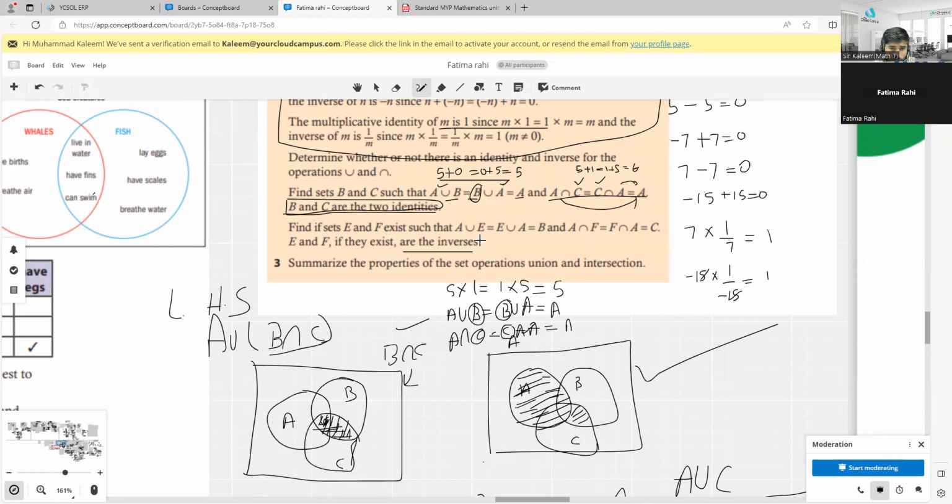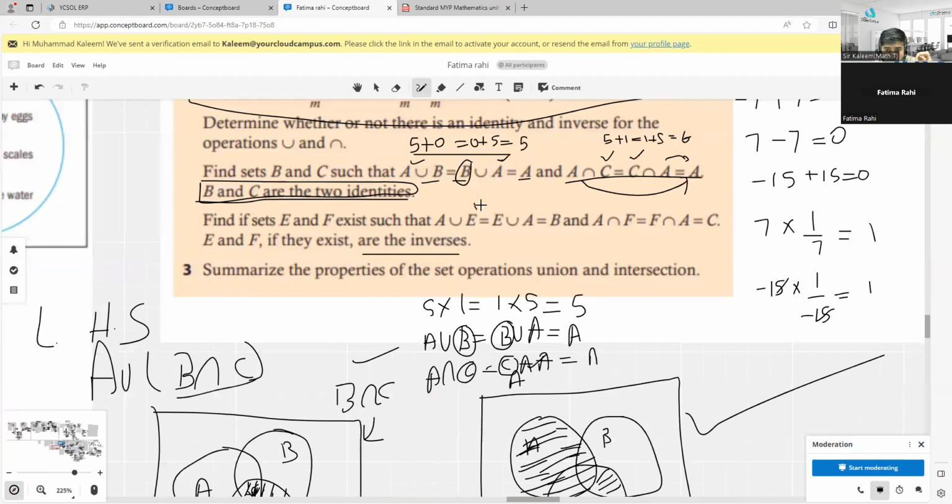So if we get the identity, yes, B is the union identity. C is the intersection identity. Okay, yes, here E and F are the inverse. Why? Because when we operate it with A, we get the identity. They are explaining the same thing here. Basically, this one is a single situation, a single observation, not different.